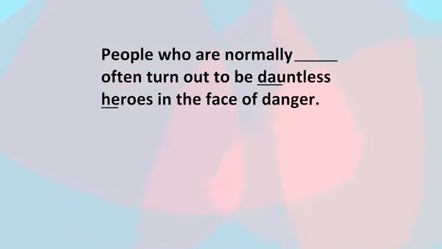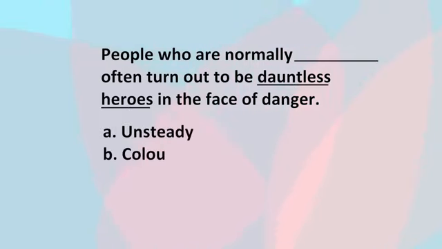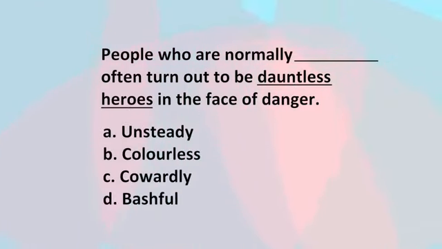Now let's look at the options that we are given. Option A is unsteady. That's the first option. Option B is colorless. Option C is cowardly. And option D is bashful. Now, amongst these 4 options, we have the correct answer. We have the word that is nearly opposite to dauntless hero.